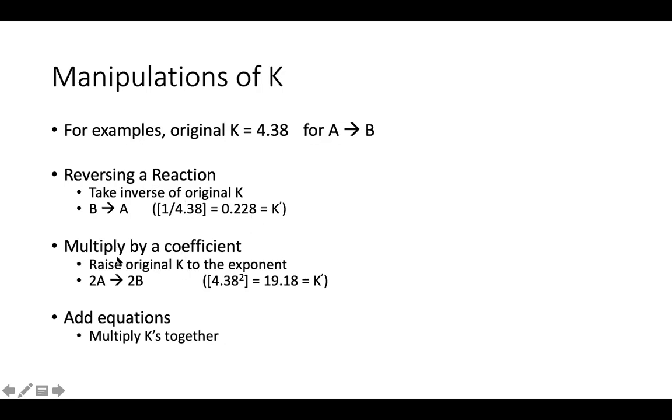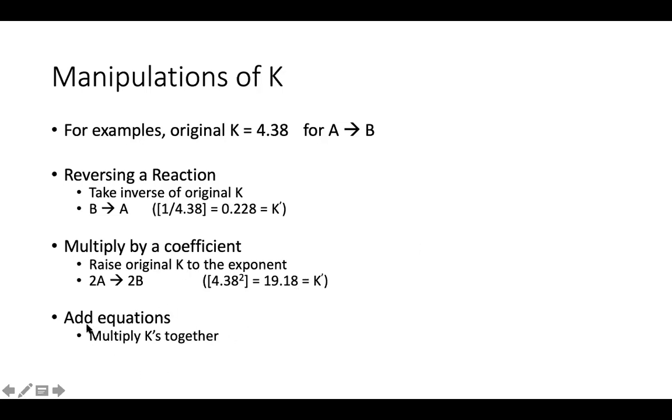If we need to multiply an equation by a coefficient, whenever you do this, you take your original equilibrium constant and raise it to that coefficient. So for 2A goes to 2B, we just took our original equation and multiplied it by the coefficient of 2, which means our new equilibrium constant is going to be equal to our old equilibrium constant raised to that coefficient. It's going to be squared in this case, because that's what I multiplied my equation by to get this new one. And so my adjusted equilibrium constant for this equation would be 4.38 squared, which is 19.18.